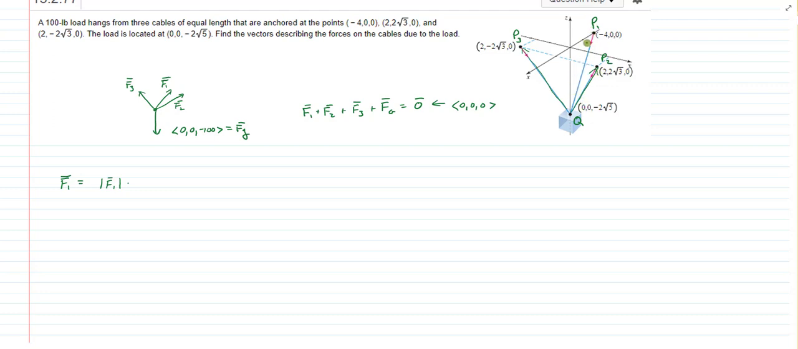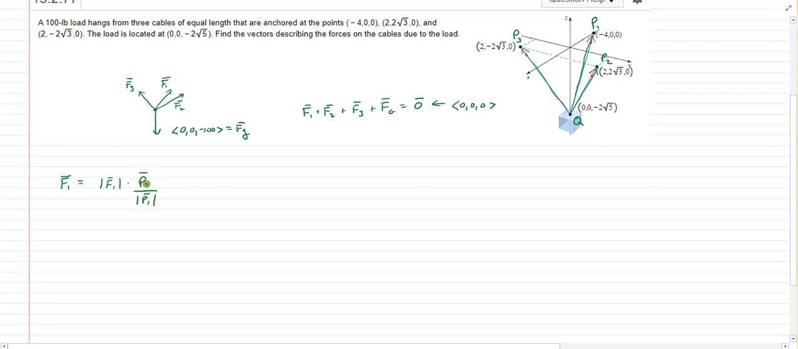Okay, so for P1 here, which is this one right here, it's got some magnitude, which we're calling the magnitude of the force vector 1, but as far as direction is concerned, it's going to be the same as the unit vector that corresponds to this direction right here. So I'm going to go ahead and call that P1, but I want it to be a unit vector, so we'll divide it by its magnitude.